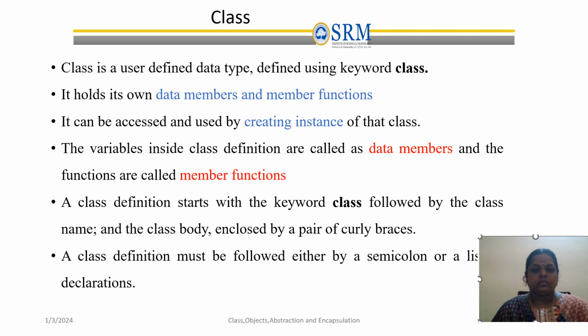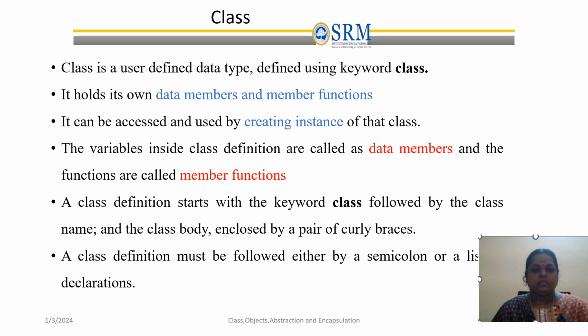A class is a user-defined data type defined using the keyword class. The best example I can give is that a car is a class. For example, we all know about a car. So if I define a car as a class, what are all the things in the class? We can say the color, type of the car, the weight of the car, the size of the car. They are all called the members or member functions. Here the car is the class.